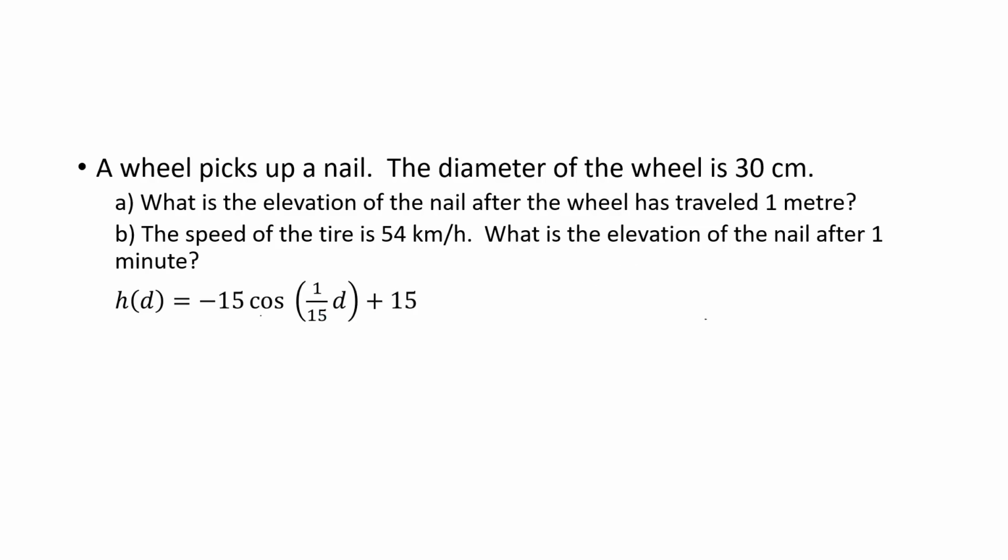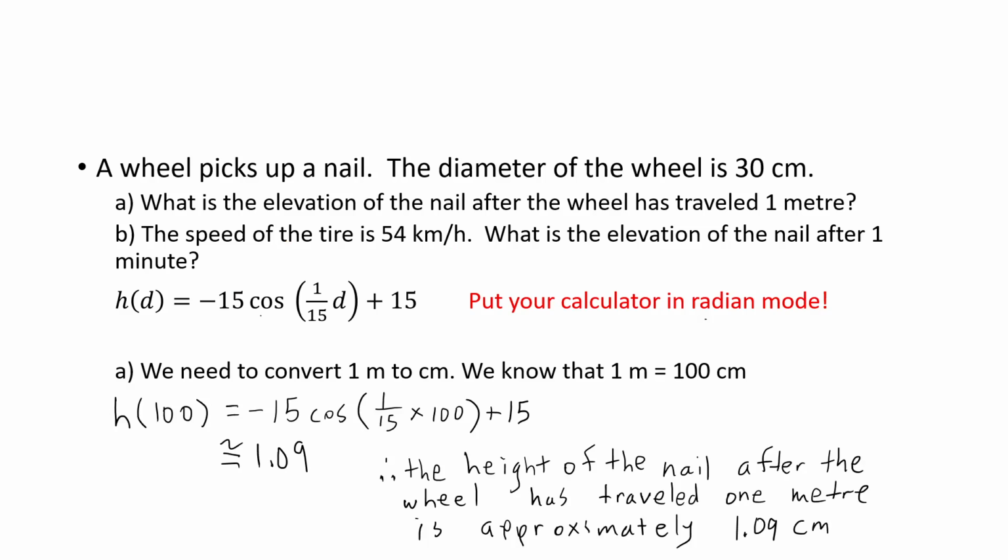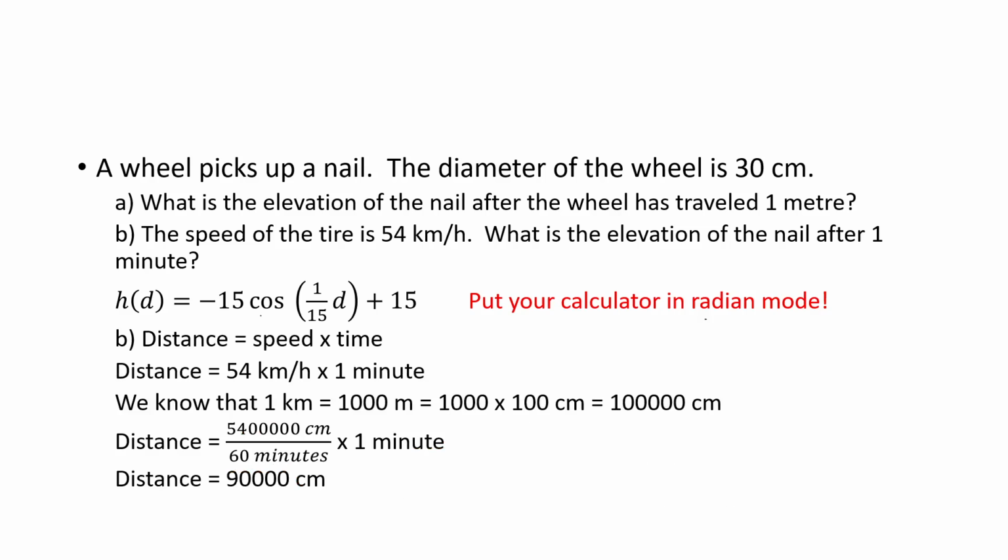Okay, now what's the elevation after the wheels traveled 1 meter? Make sure to put your calculator in radian mode. Convert meters to centimeters because both this negative 15 and this 15 are referring to centimeters. And so in other words, we're going to let d equal 100. And when we plug that in, again, making sure we're in radian mode, we get roughly 1.09. So the height of the nail after the wheels traveled 1 meter is approximately 1.09 centimeters.